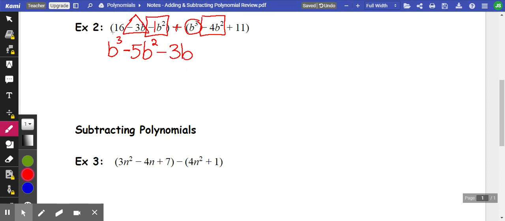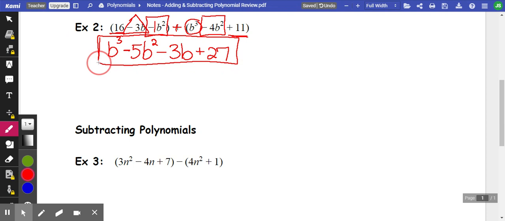Last but not least here, I have my constants. I have 16 plus a positive 11. 16 plus 11 gives me 27. It's a positive 27, so I connect it with a plus sign. There's no other like terms here, so that's done. This is our answer. We can't simplify it any further.